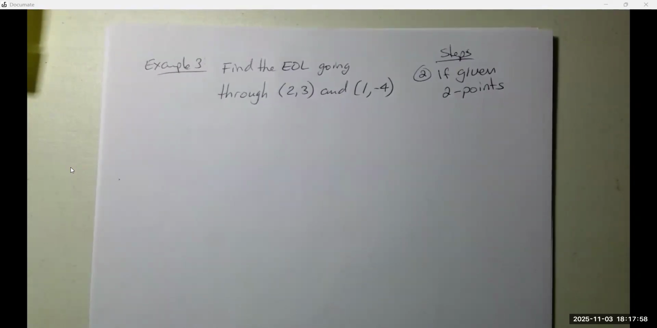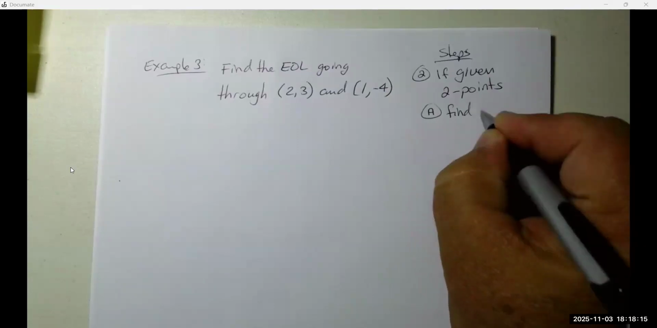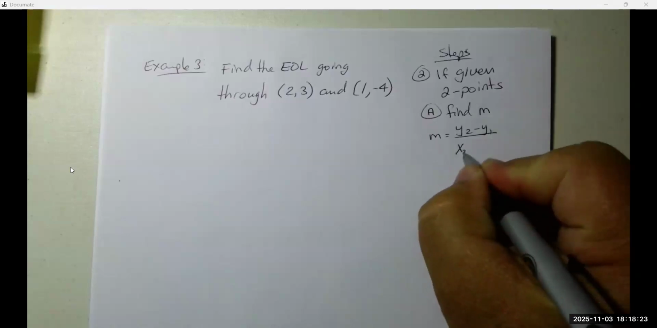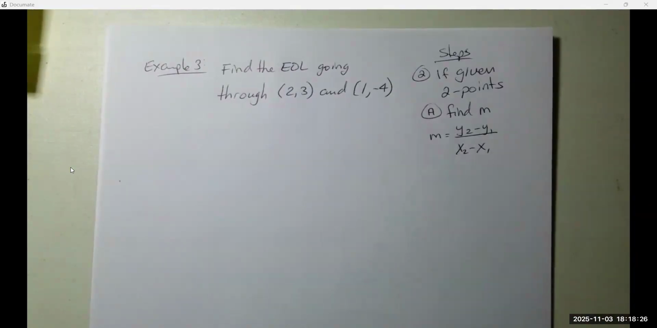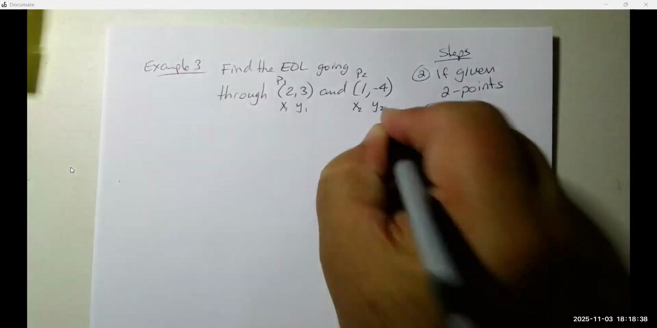All right, so now things change a little bit because remember, in order to find an equation of a line, we have to have a slope and a point, slope and intercept. So our first step here, since we're given 2 points, is find the slope. Remember, the slope is y2 minus y1 over x2 minus x1. So this is our first point. This is our second point. So this is x1, that's y1. This is x2, that's y2.